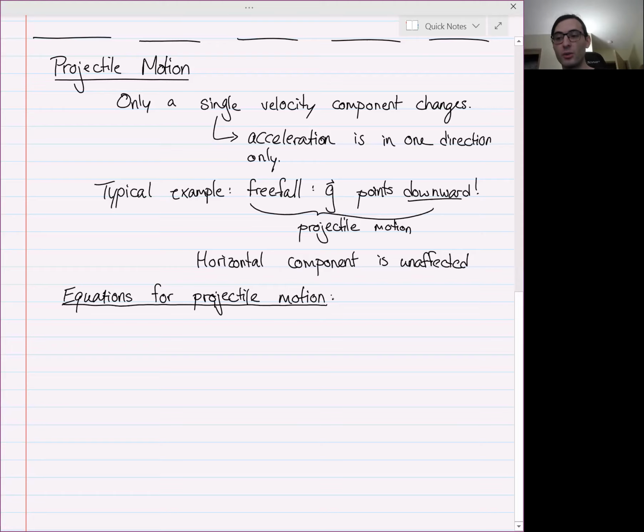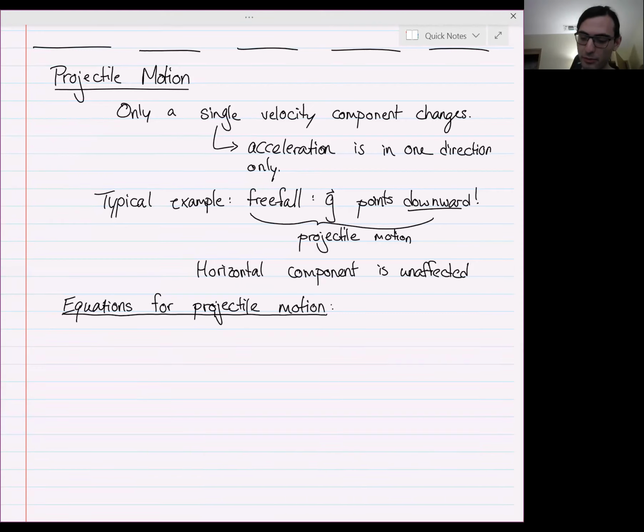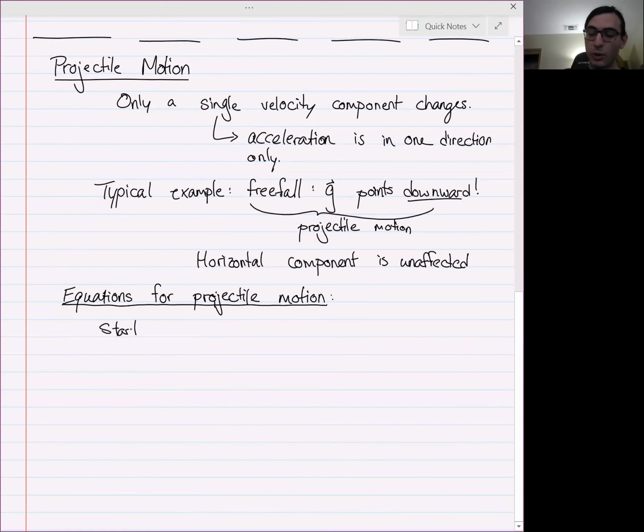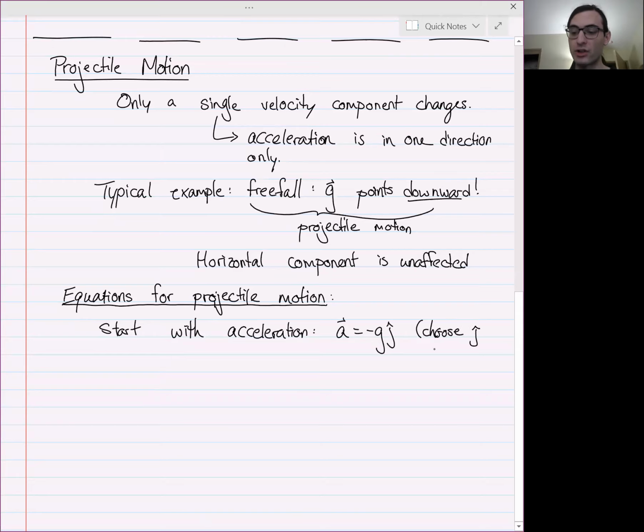We know what we start with. We know what the acceleration is. It's constant because it's just g. The acceleration is negative g in the j hat direction. It didn't have to be this, but I'm choosing j hat to be the direction that is up. That's just a coordinate choice. I could have chosen it to be i hat, and then negative i hat would have been up.